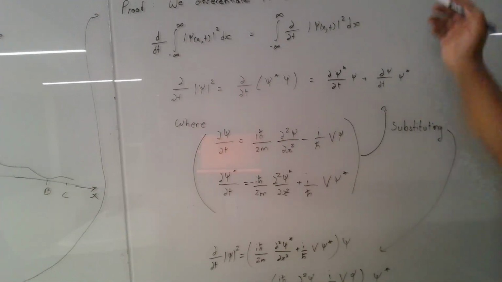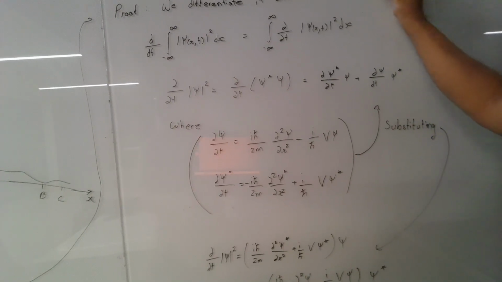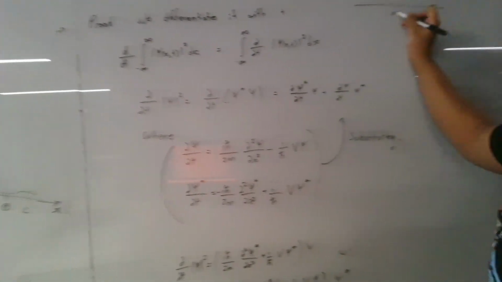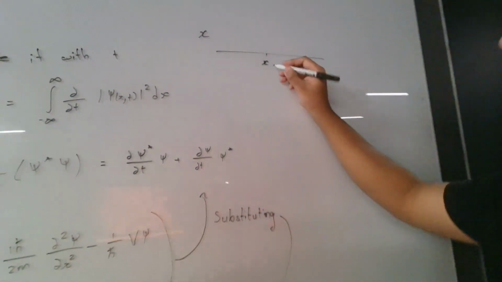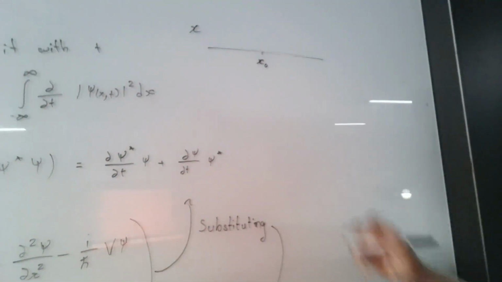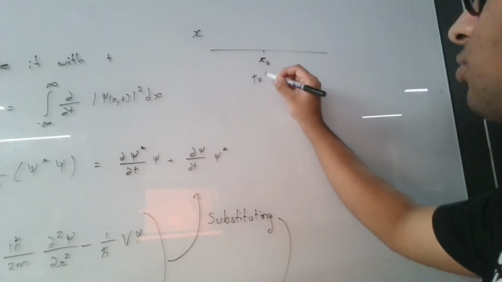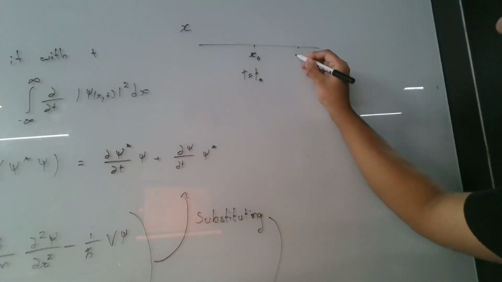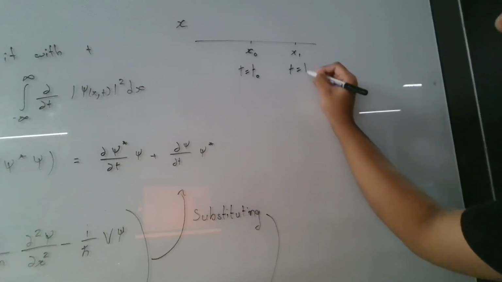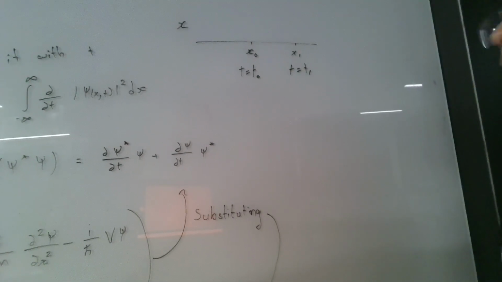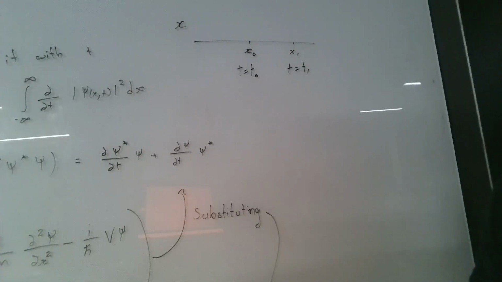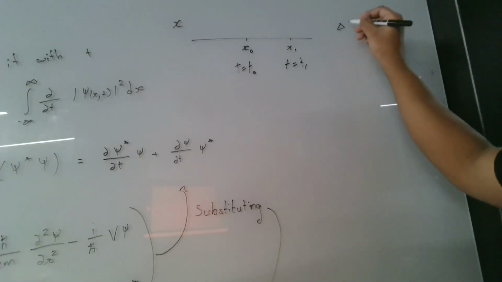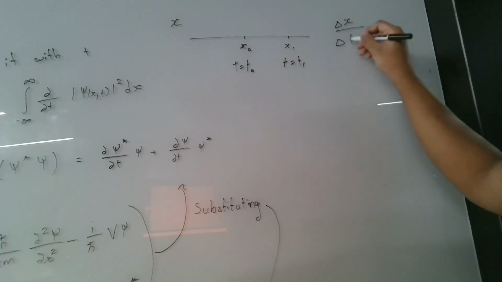So if you were to know a particle's position, let's say a particle is at position x on a certain line. It's at a position x naught at a certain time t equals t naught. However, it's at a certain point x1 at t equals t1. How would you find the velocity? Velocity is change in distance divided by change in time, right?